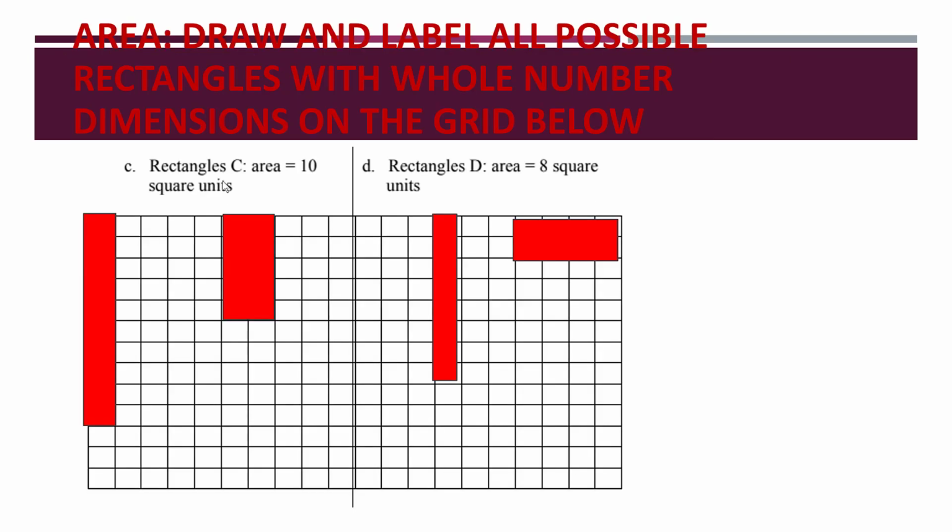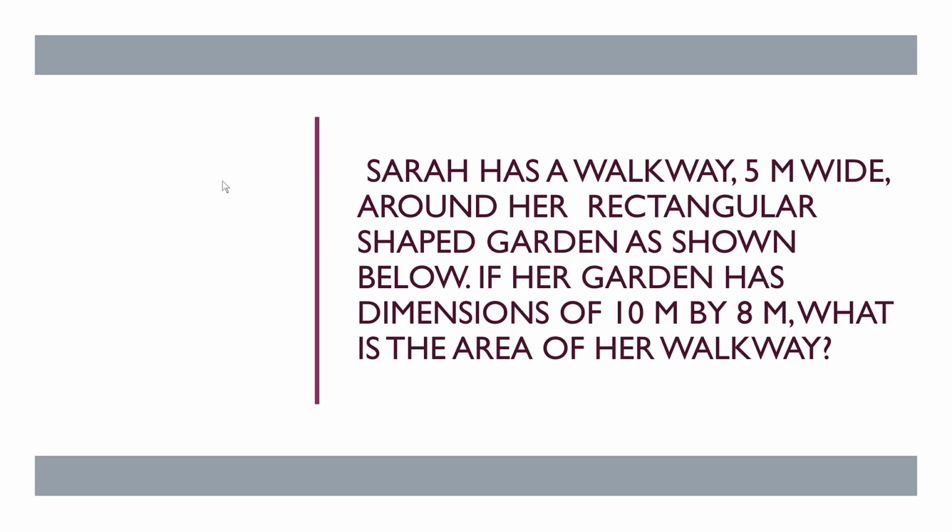Okay, here we go. We're going to draw and label all the possible rectangles with whole number dimensions on the grid below. So rectangles with the area of 10. We have the first one, which is a 1 by 10 rectangle. The second one is a 2 by 5 rectangle. For a rectangle with area of 8, we'll have a 1 by 8 and a 2 by 4. Very good.